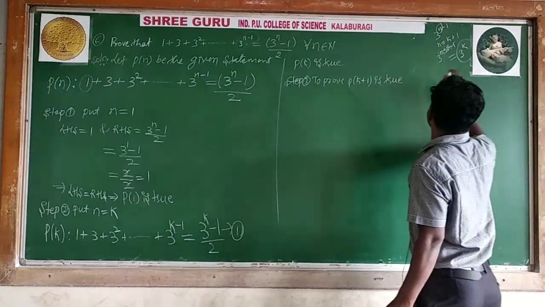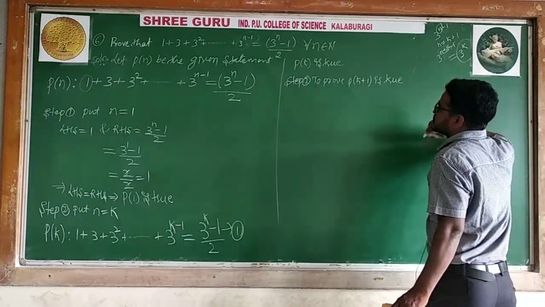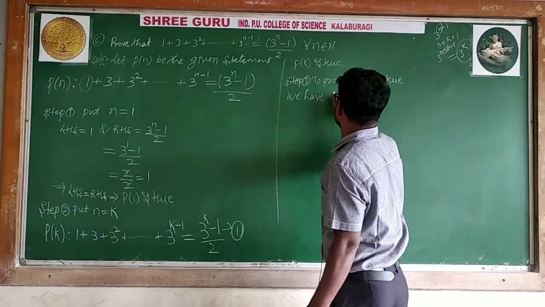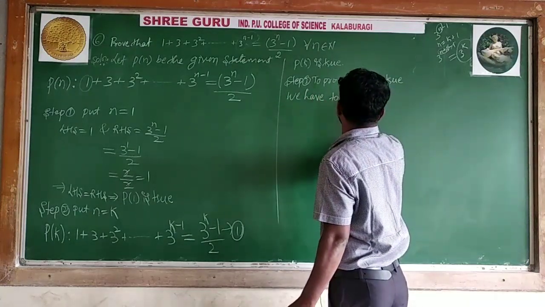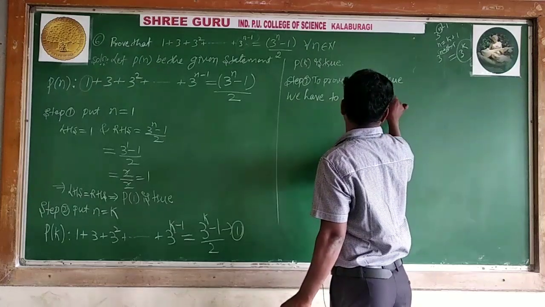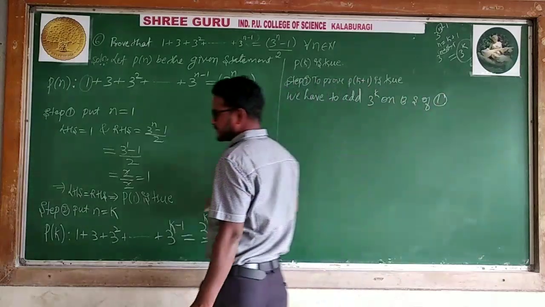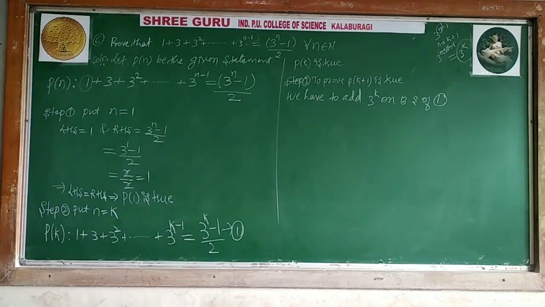Like here, after simplification you get 3 to the power k. Means what we have to add? We have to add 3 to the power k on both the sides of equation 1. Check it. 3 to the power k is the additional term because we have 3 to the power k minus 1, which is the term one less than 3 to the power k.